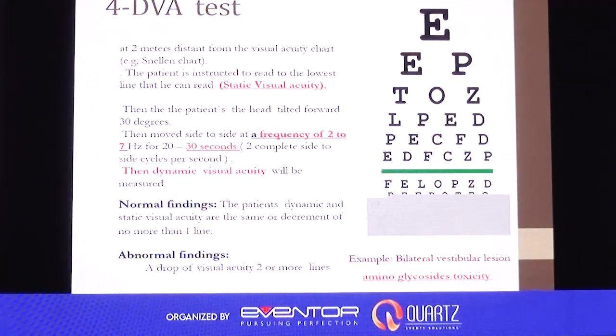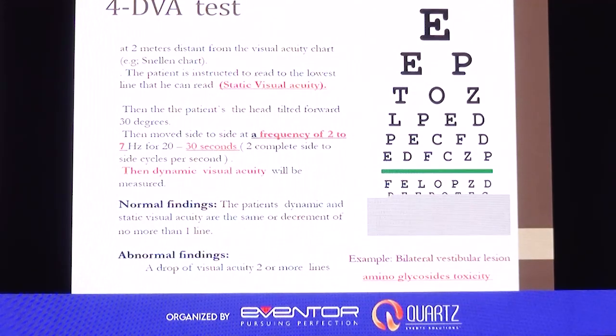After that, the dynamic visual acuity test. At 2 meters from the Snellen chart, the patient is seated and instructed to read the lowest line that he can read, what's known as the static visual acuity. Then the patient's head is grasped, tilted forward, and moved from side to side at a frequency of 2 to 7 Hz for 20 seconds. And again, I ask the patient to read the last line he can read, what's known as the dynamic visual acuity.